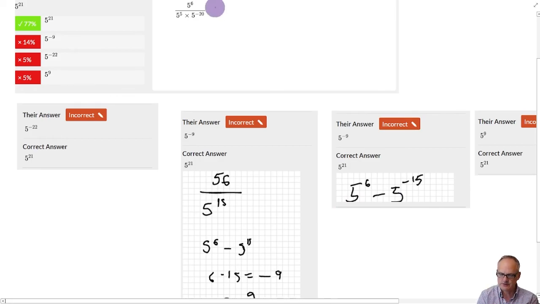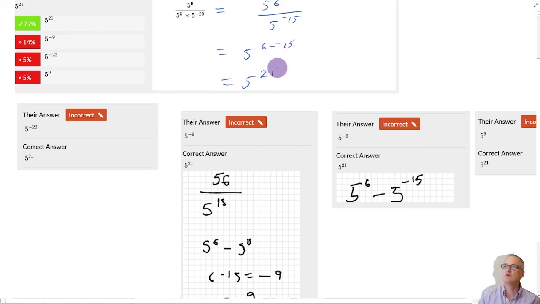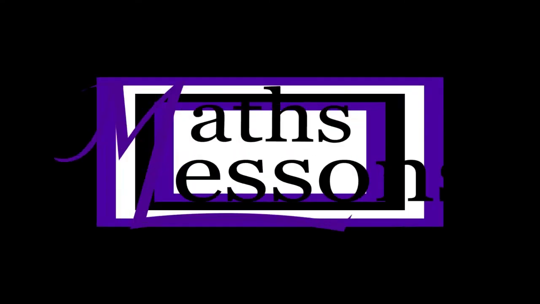Anyway, going on to how you should do this, we need to combine the bottom like they are trying to do. So you get 5 to the 6 over 5 to the 5 times 5 to the minus 20. And what we do is we add these indices and we get 5 to the minus 15. So we get 5 to the 6 minus 15. You subtract this indice from this one. Because this one is negative, you get a minus, which will give you 5 to the 21.